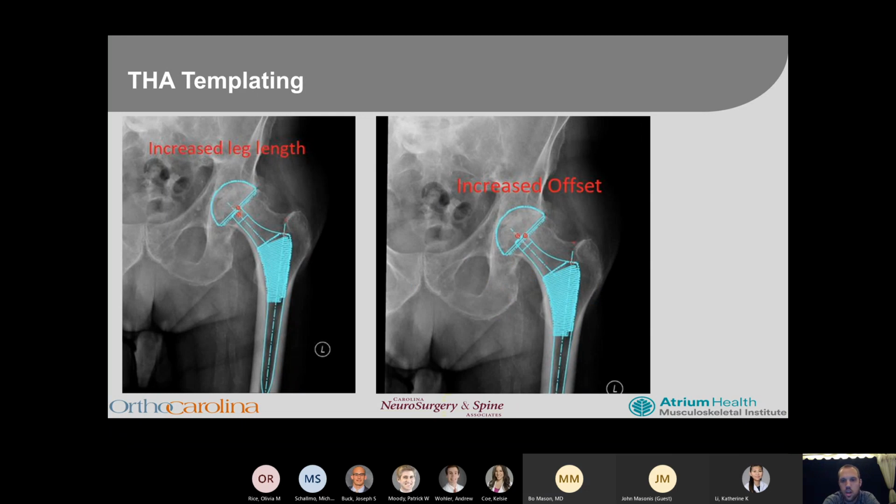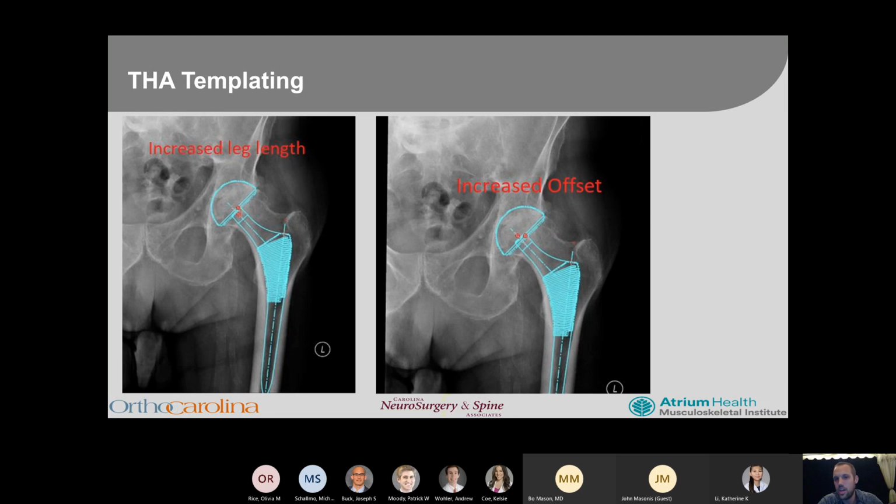For templating, for the purposes of the test, just take the circle that is in the end of the stem, so this one right here, and move it so that it is corresponding to the other circle, and that is what you're doing. So in this case, if I take this circle in the center of the end of the stem and I move it this direction, I'm pushing out this direction, which is increasing offset. Here, if I move this down, I'm going to be increasing leg length.